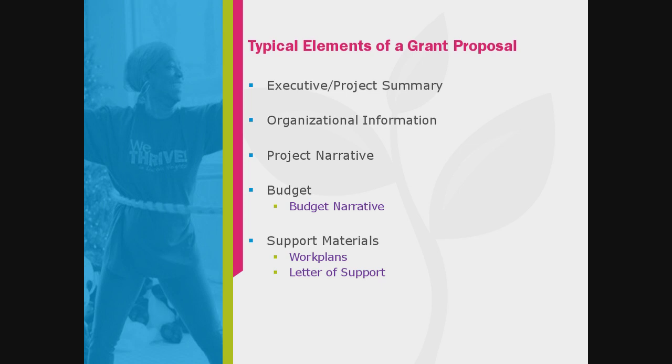So there's kind of 5 overall elements of a grant proposal that are pretty standard across most proposals. So you have an executive or project summary, organizational information, project narrative, a budget, and potentially a budget narrative, and then support materials such as work plans or letters of support. Use the guidelines for the specific funding that you're applying to when you're trying to create your proposal. Those guidelines supersede this presentation.